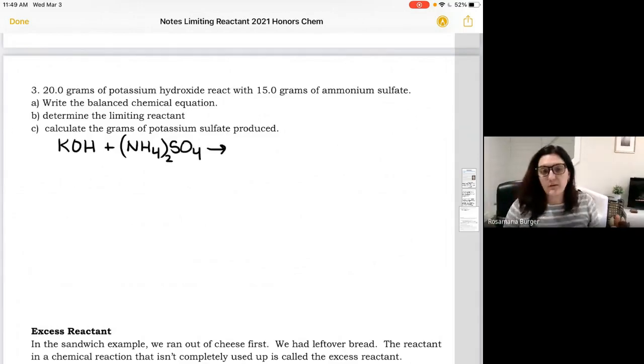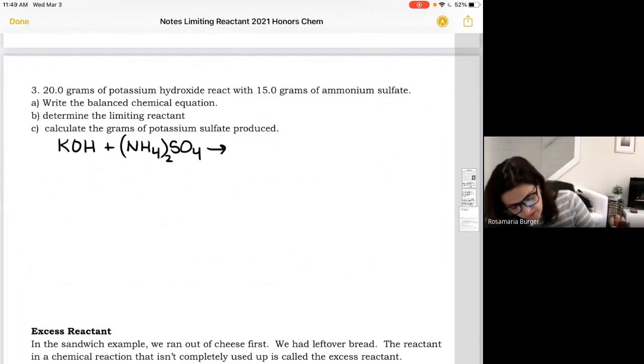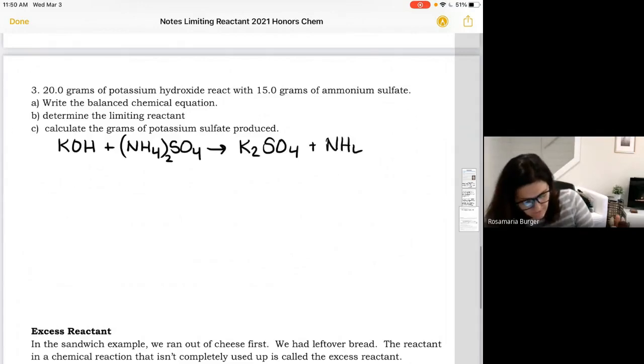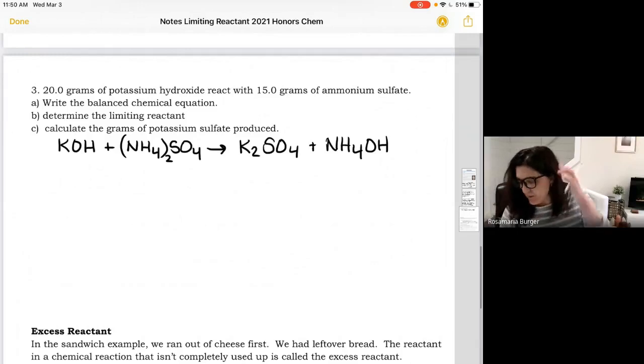They're going to switch partners. So we're going to get K2SO4 plus NH4OH. And of course, now we have to balance it. Okay, so I'm going to put a 2 here and a 2 here.